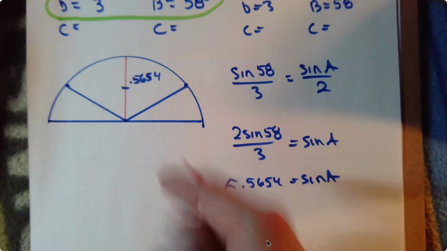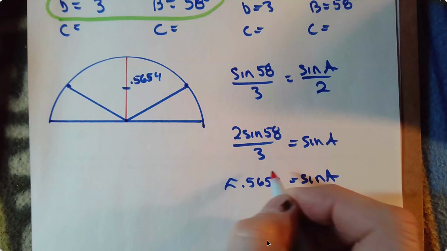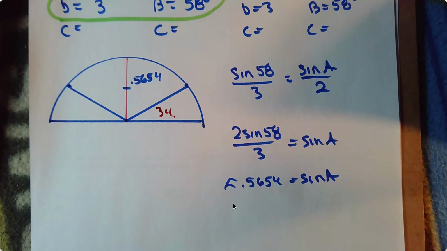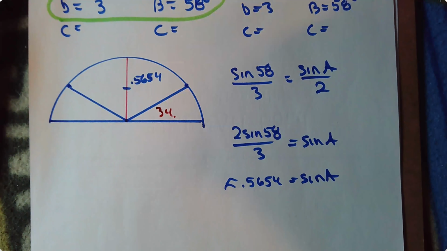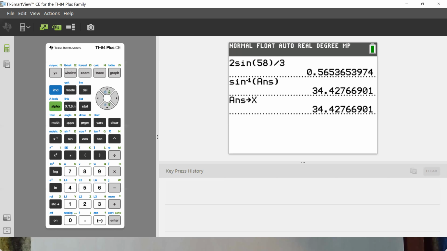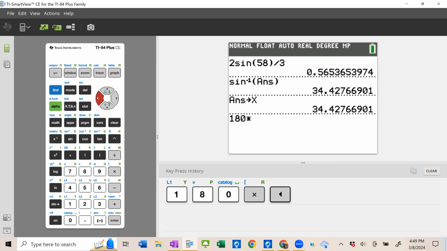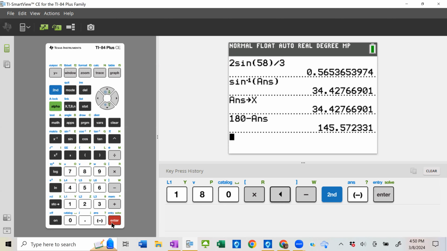So here's our unit circle again. We had one possibility at 34 and change, and then the other possibility is going to be on the other side of the circle. It was 34.43, we'll call it. Then 180 minus that previous answer, the second answer, gives you 145.57.